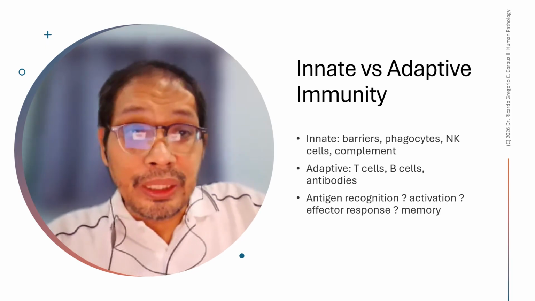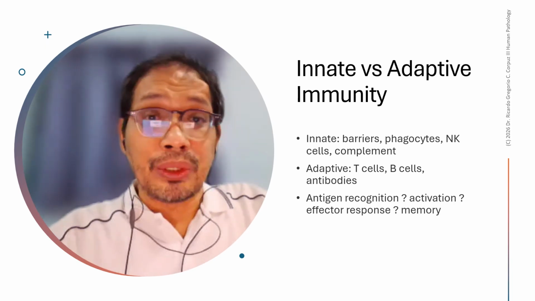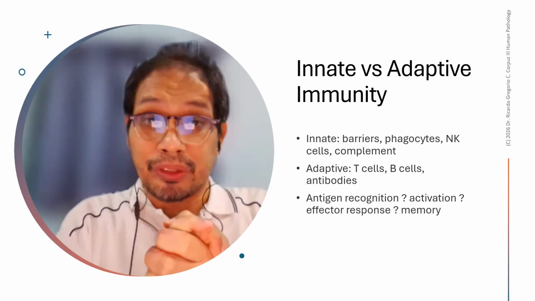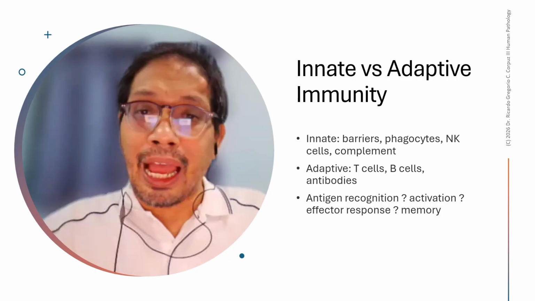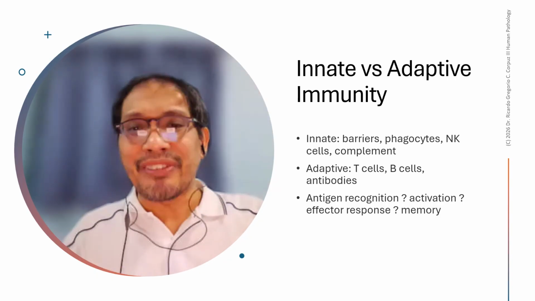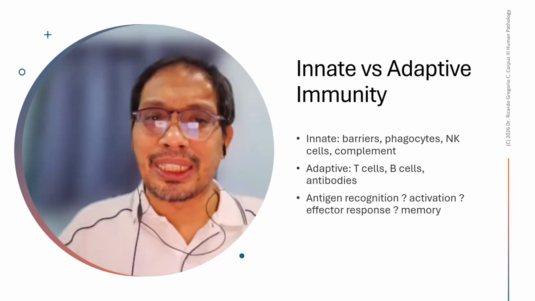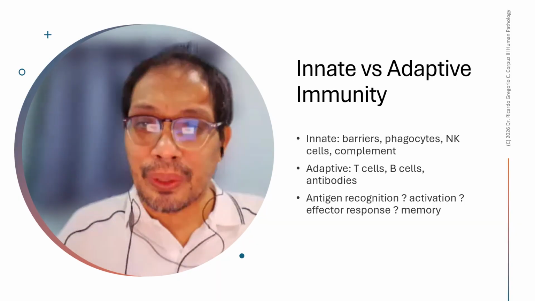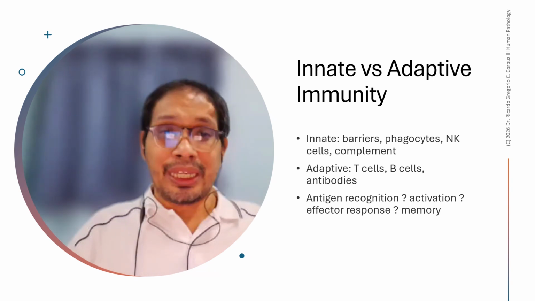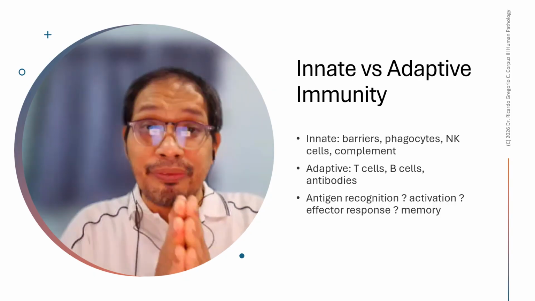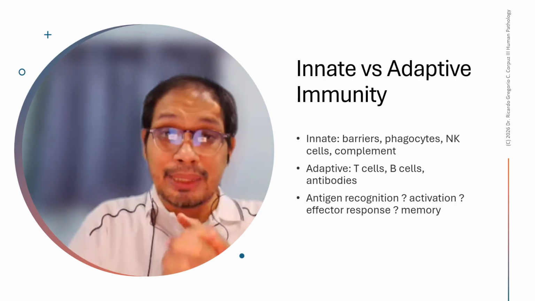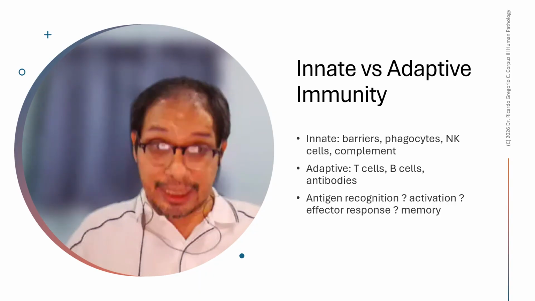So, innate and adaptive immunity. To understand immune-mediated disease, we first need to understand two major arms of the immune system, how they normally work and what happens when they malfunction. Innate immunity responds immediately and non-specifically. Adaptive immunity is slower to activate but highly specific and capable of memory. This distinction explains why some diseases present acutely and others chronically, and why certain pathogens exploit particular immune weaknesses.